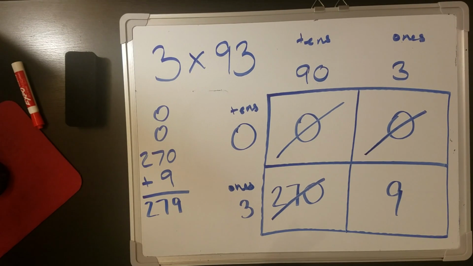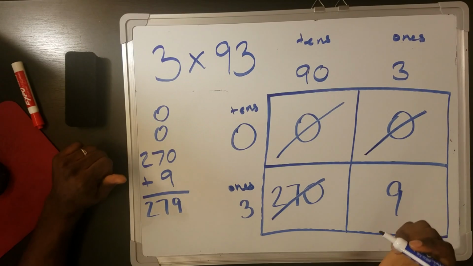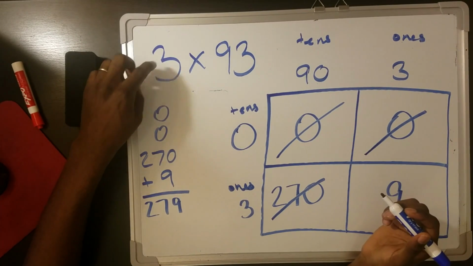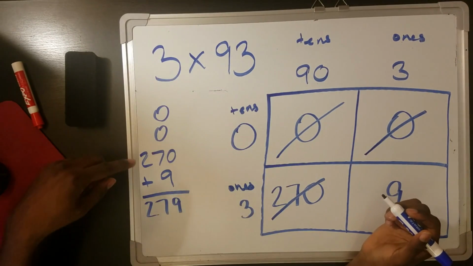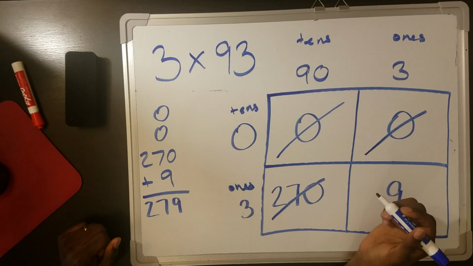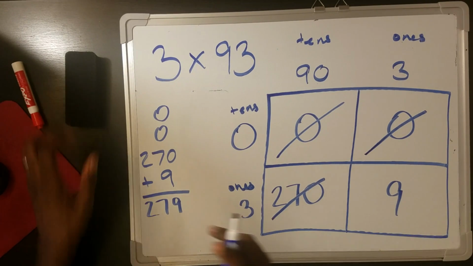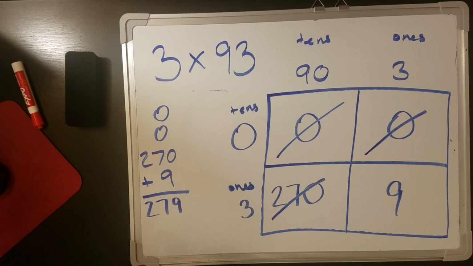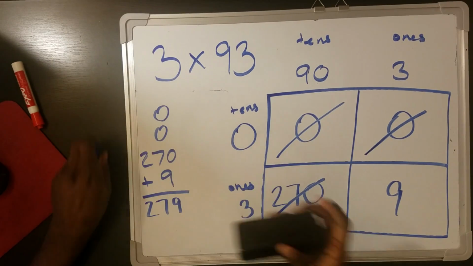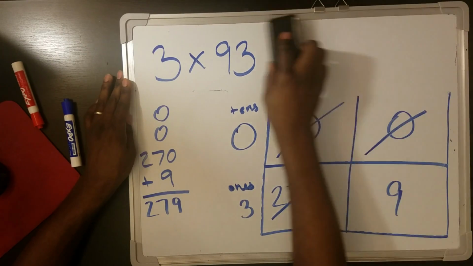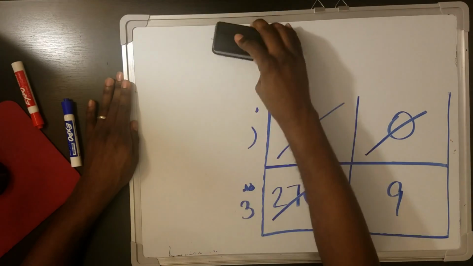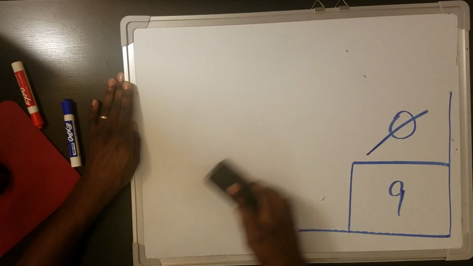Here we go. Common Core multiplication has shown us that 3 times 93 is 279. So let's jump into one more question. This one is going to be a little bit more difficult, but it's going to be using the same exact stuff that we were just practicing.